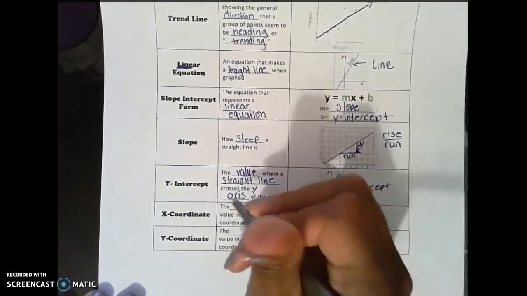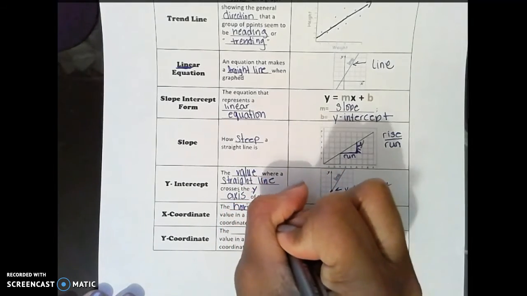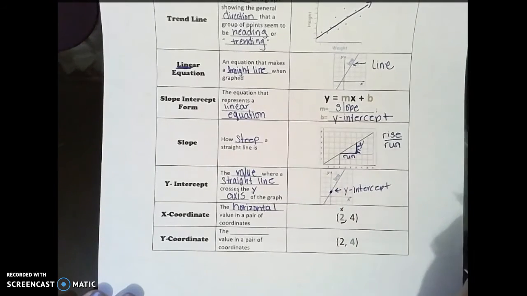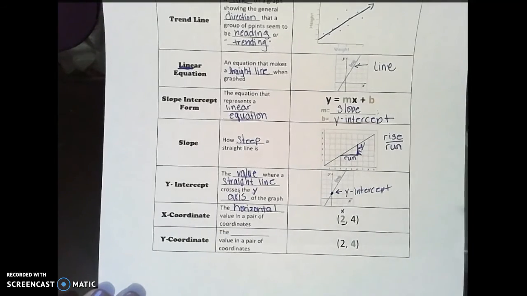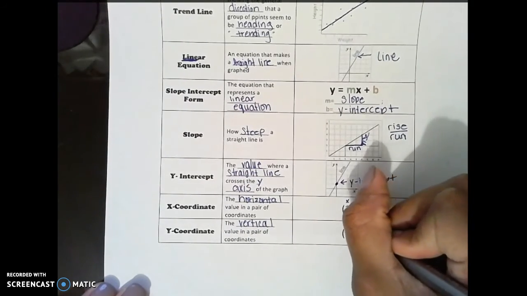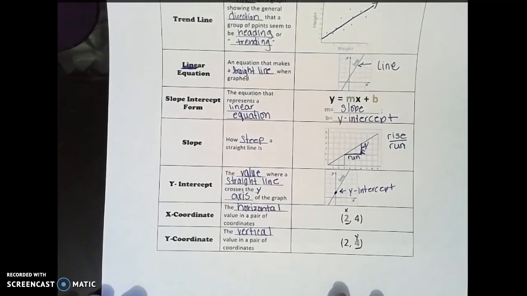Okay, then we have our x-coordinate, and it's the horizontal value in the ordered pair. So our x, again, is this one. This is our x, the 2. And remember horizontal is how the horizon shows. It goes straight across. This is horizontal. Our x-coordinate is horizontal. And then our y-coordinate is vertical. You stand up vertical. And that is my y. And it goes here.